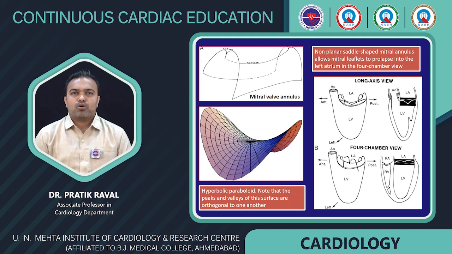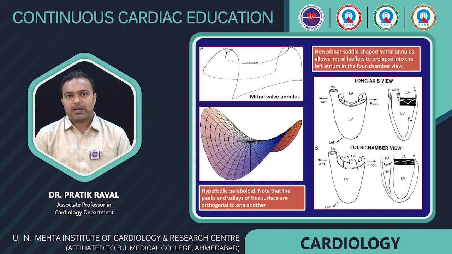Mitral annulus is not a circumferential ring, it is rather a saddle shaped structure with two peaks and two valleys. When we image mitral valve from the apical 4-chamber view, the ultrasound plane cuts through the two valleys of the mitral annulus, and hence in this view the mitral leaflets can be seen moving towards the LA beyond the plane of the annulus, even in the absence of mitral valve prolapse.